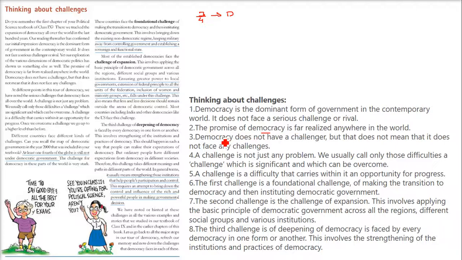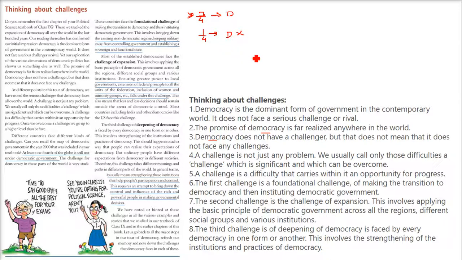Since democracy is being followed by almost 3/4 of the countries in the world, as we see, it has no challenge. That is, the monarchy, anarchy, one party, two party, all these, they are not challenging it. But still, it faces many challenges. At least 1/4 of the globe is still not democratic, not under democratic government, right?